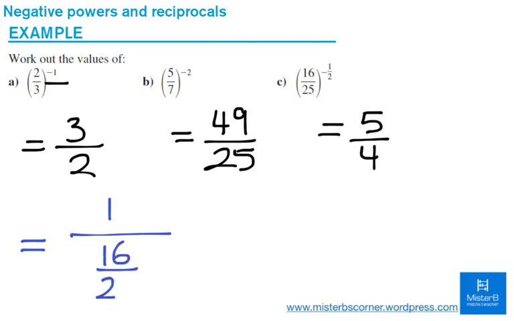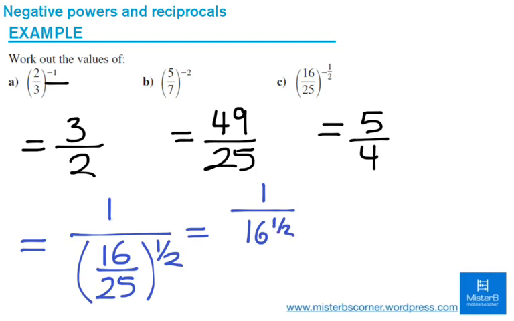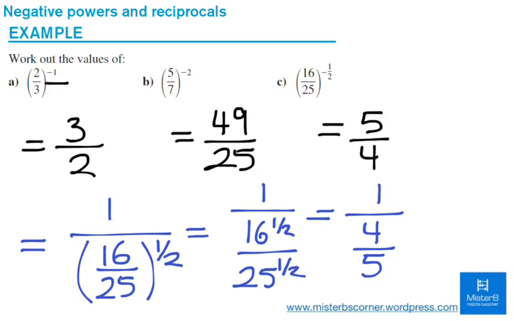And the third one will be 1 over 16 over 25 to the power of 1/2. Well, this means basically taking the root. So you can consider this as 1 over 16 to the power of 1 over 2 and 25 to the power of 1 over 2, which will give you 1 over 4 over 5. And then again you can write this as 5 over 4. You can work these out like this.